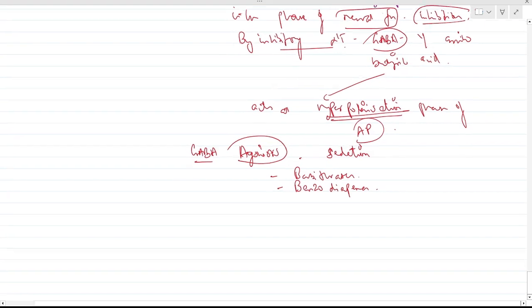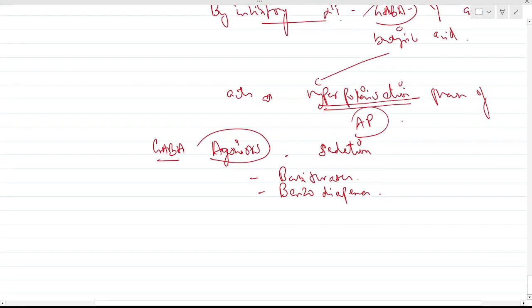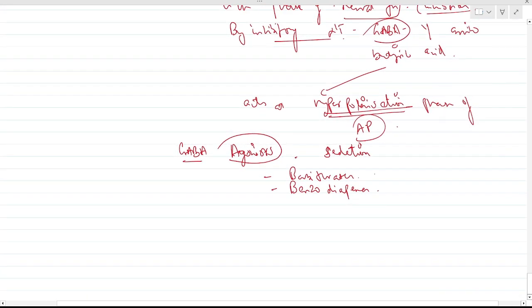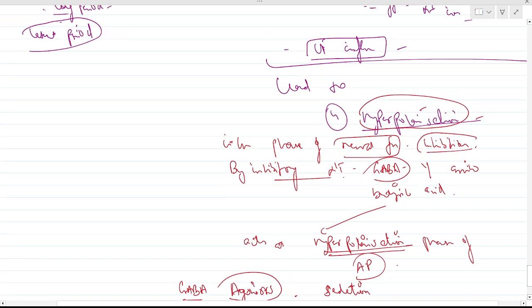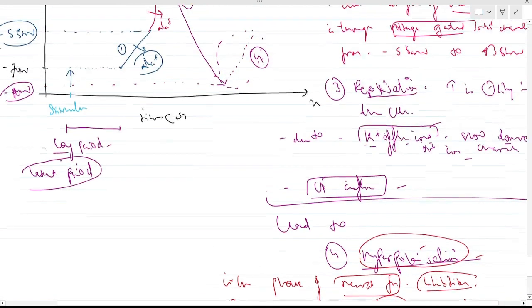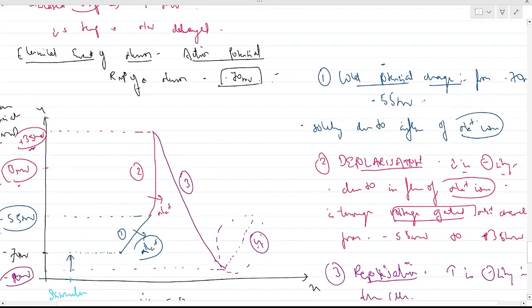Okay, for sedation, GABA agonists are used. So barbiturates and benzodiazepines are used. They act at the hyperpolarization phase of the action potential, leading to inhibition of the neuronal functions. So this is all about the electrical event of the neuron. It is our action potential.